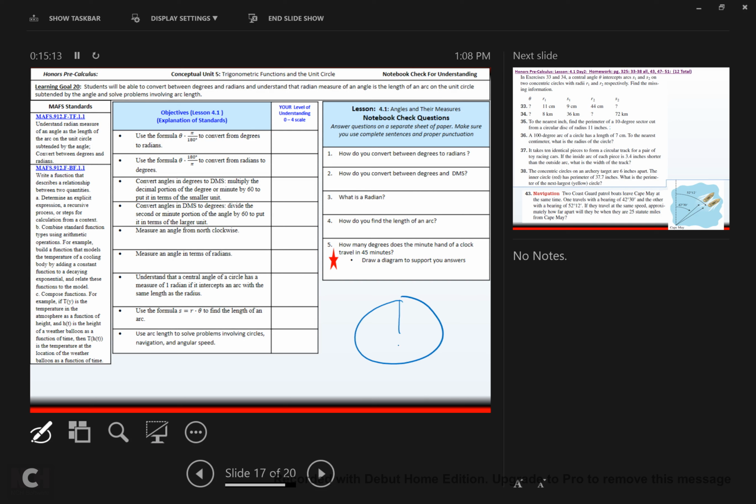It says, how many degrees does the minute hand of a clock travel in 45 minutes? Well, guys, in 45 minutes, it would travel like this. Oh, they're not asking for the arc. We'll just figure out that angle. There's 360 total. Take 90 away, and that's going to be your angle. I think I meant how far does it travel on the outside.